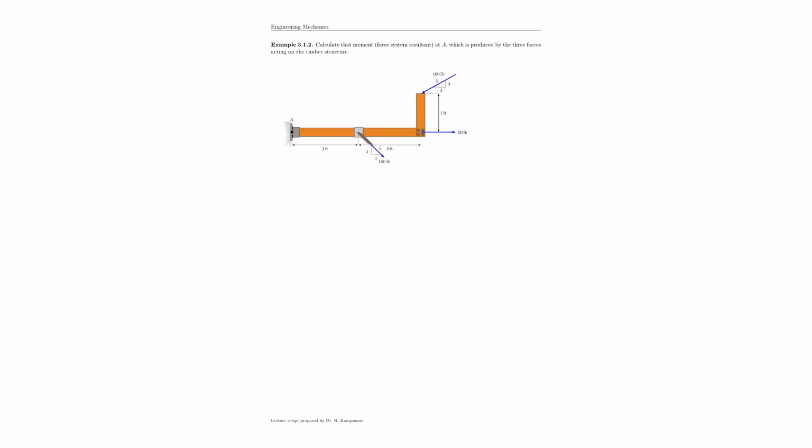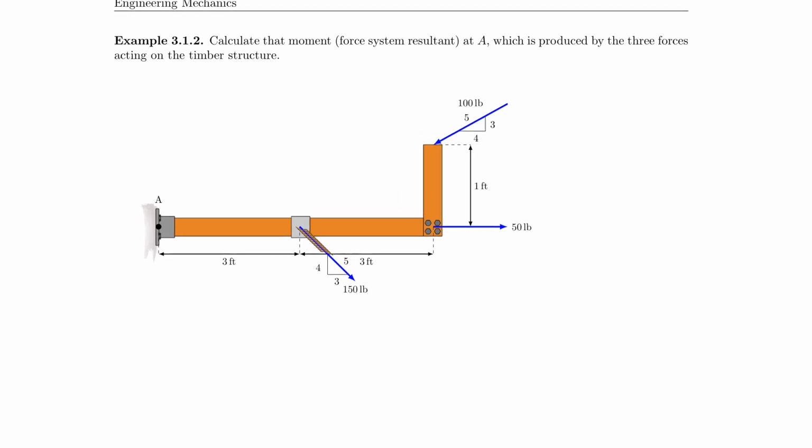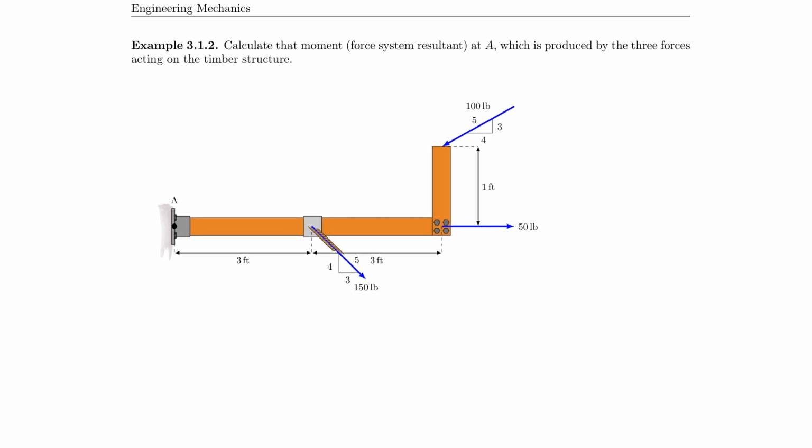Here we go for our second problem about moments in planar systems or 2D systems. So what we have here is a cantilever beam that could be made from wood and has 3 forces attached. One that pushes down on it, one that pulls on it, and one that pulls or rotates it down. And so now we are asked to calculate the moment at A, so that's this point here, which is produced by these forces.